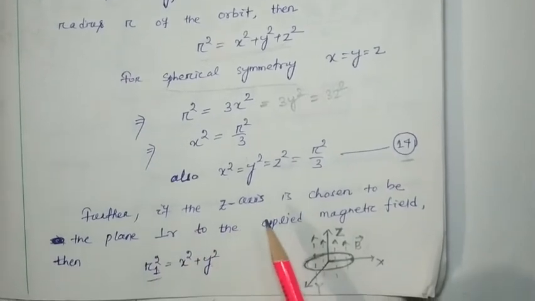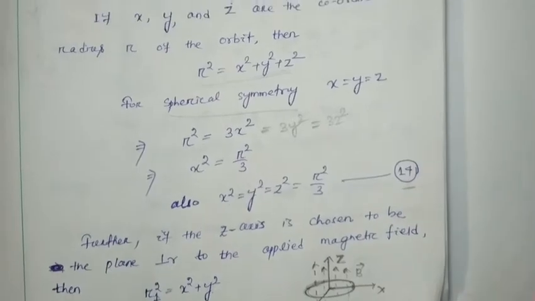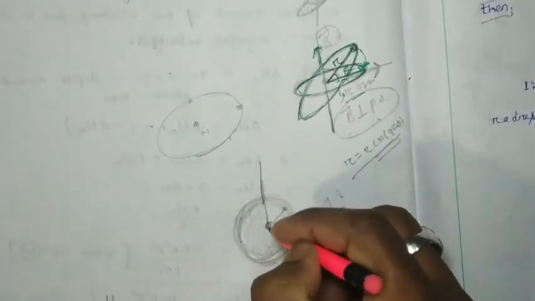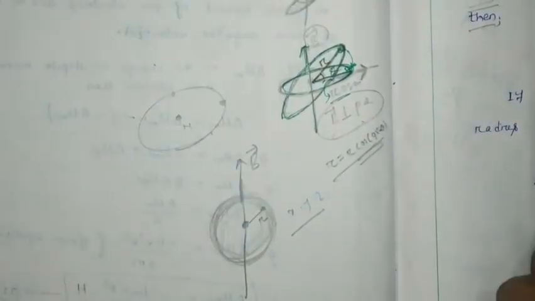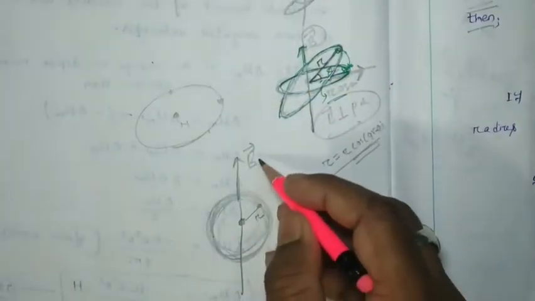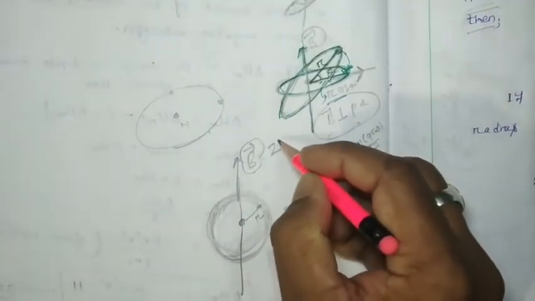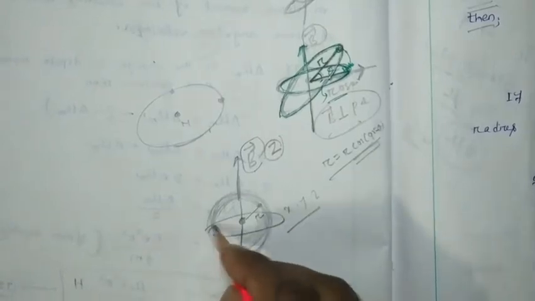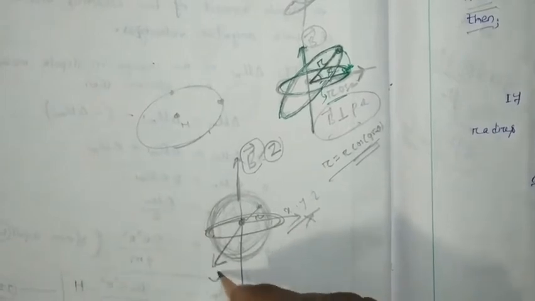Further, if the z axis is chosen to be perpendicular to the plane of the applied magnetic field, now we are going to consider a spherically symmetrical situation with the applied magnetic field along the z axis. Initially, whatever the orbital situation may be, whenever we apply the magnetic field along the z axis, the orbit will lie in the xy plane.